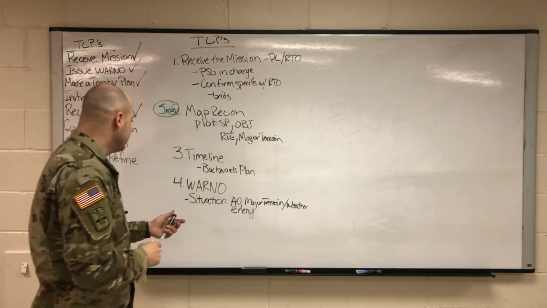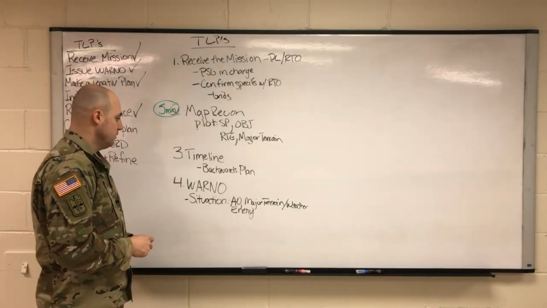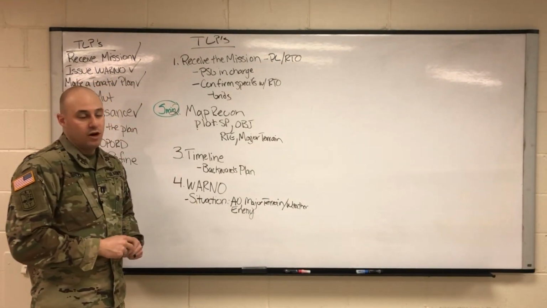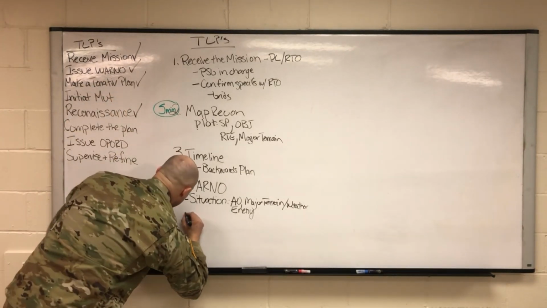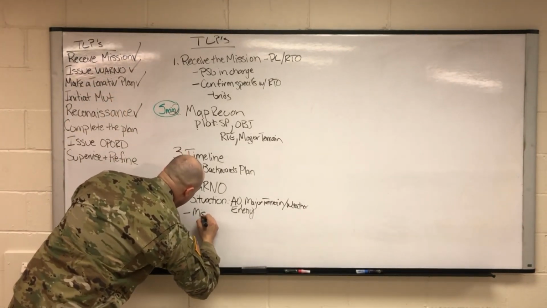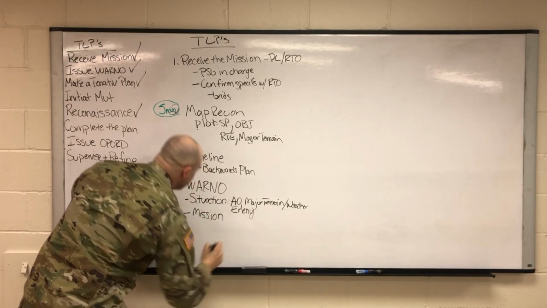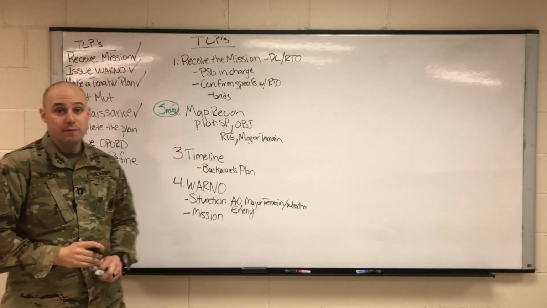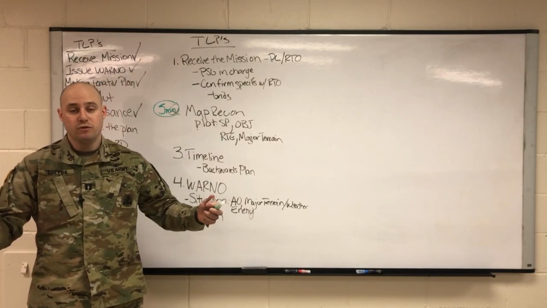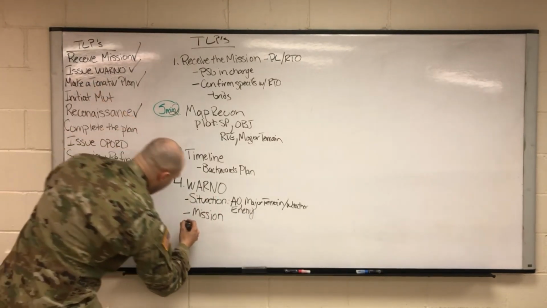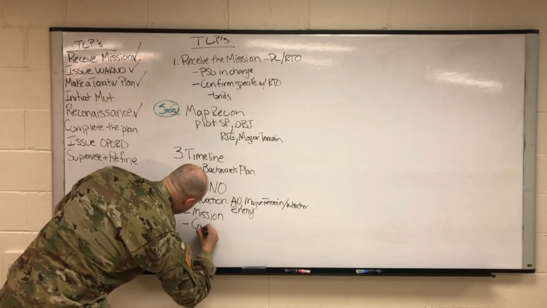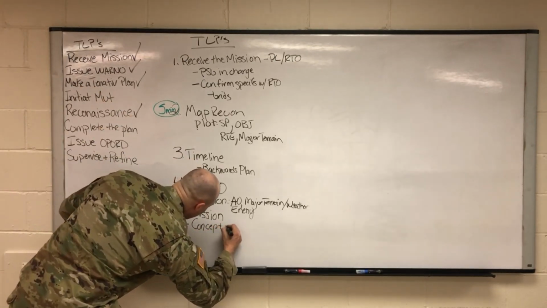All right, next what we want to talk about is the mission statement. So I want to go from here and I want to go directly into the mission. This is easy. It was already described to me when I was briefed the company op order. So I'm going to brief the mission, 5 W's, who, what, where, when, and why. Already done. I'm then going to brief a brief concept of the operation.